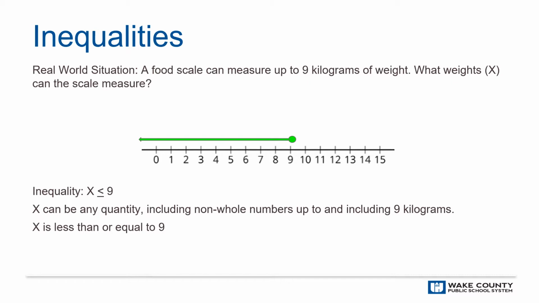Real world situation. A food scale can measure up to 9 kilograms of weight. What weights, which is x, can the scale measure? If you put the dot at 9, all the weights that are less than 9 and including 9 would be options for an answer. The inequality is x is less than or equal to 9. X can be any quantity, including non-whole numbers, up to and including 9 kilograms. This includes decimals and fractions.